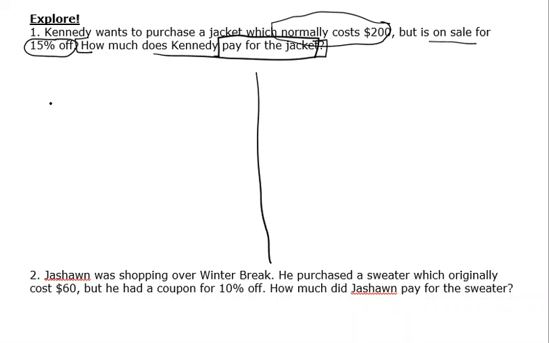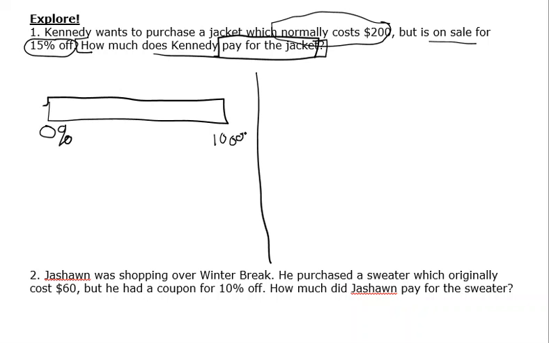Okay, so I'm going to first do my percent bar. I'm going to set this up right here. My 0% goes down here, always. My 100% goes up here. And my normal cost, $200, I'm going to put right here. And because it's 15% off, I'm going to be paying 85%. I'm doing down here, 100% minus 15%, because that's my discount, is 85%. So instead of finding 15% and then subtracting it from 200, I'm just going to find 85%.